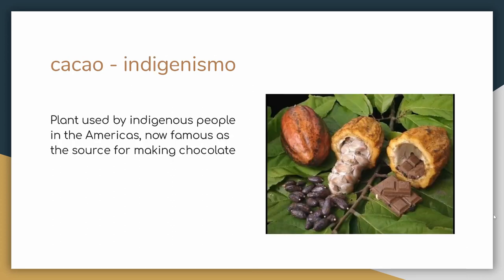Cacao, which I think a lot of us know because it's used to make chocolate, but this has been used by indigenous people in the Americas for many, many years. So this word cacao also comes from the indigenous people of the Americas.